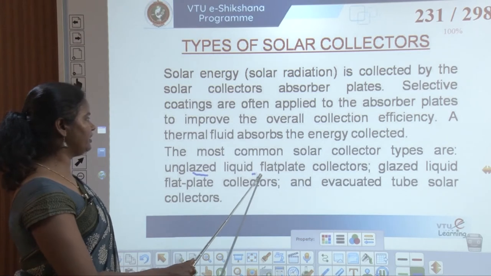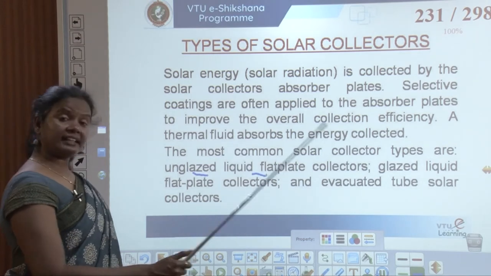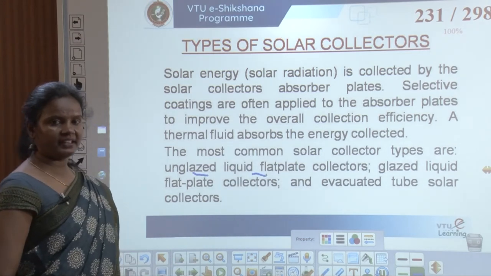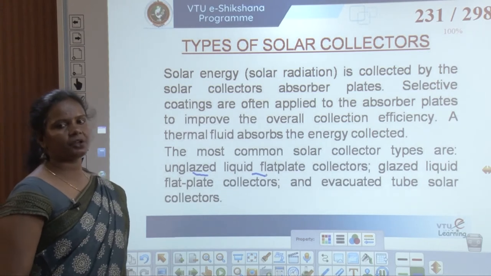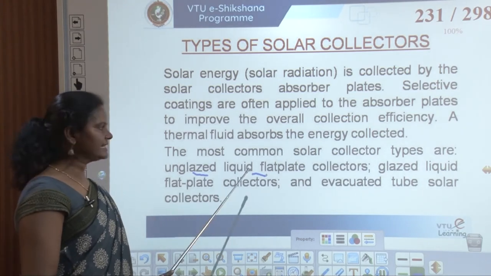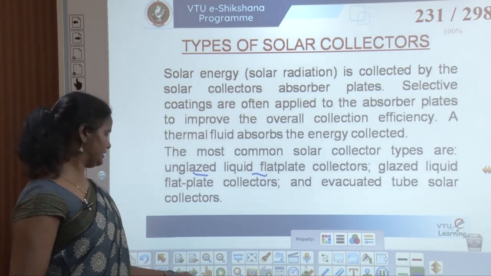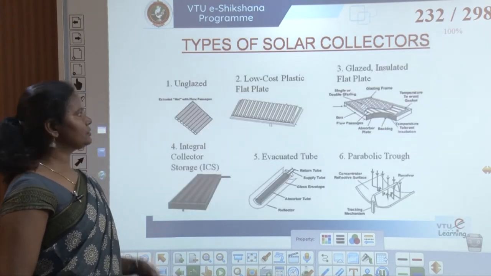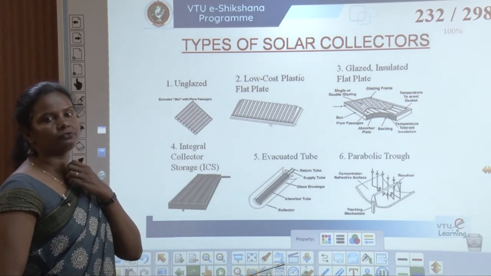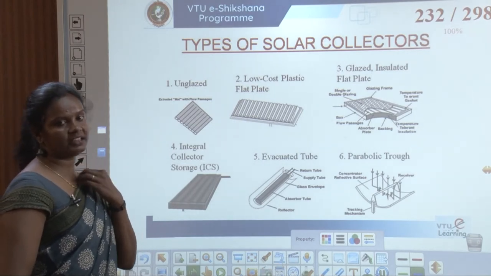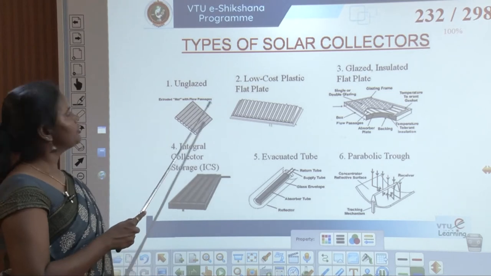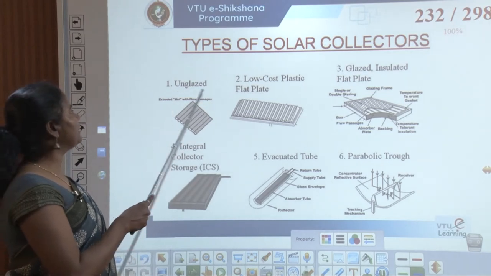The most common solar collector types are unglazed liquid flat plate collectors, glazed liquid flat plate collectors, and evacuated tube solar collectors. These three are the most commonly used solar collector types. So these are just to give you a glimpse of what different types of solar collectors are available in the market.